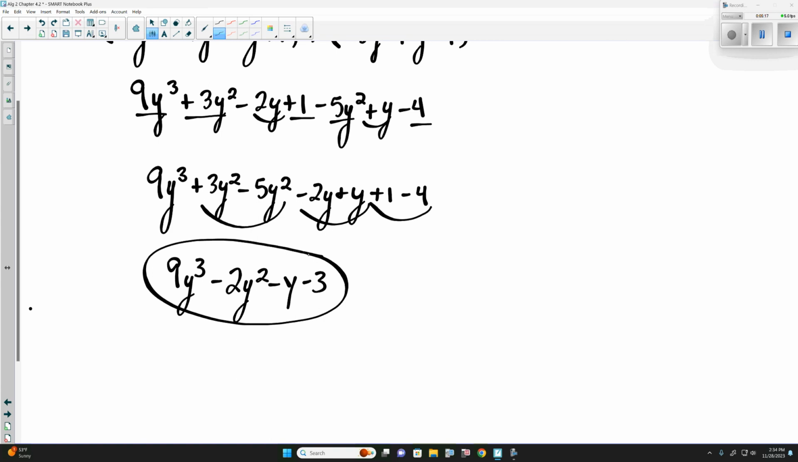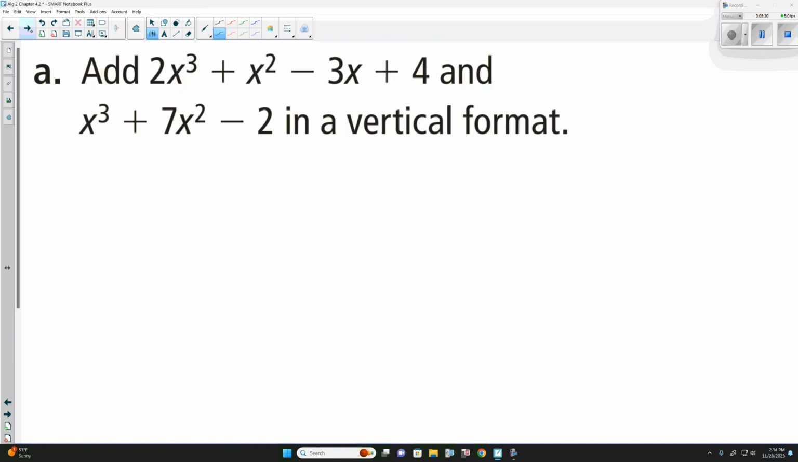Questions on these here? How do we feel with addition and subtraction? Feel good with these here? We need to see another example of addition and subtraction, or addition at this point. We haven't done subtraction yet. Nope, we feel good with adding two polynomial expressions.